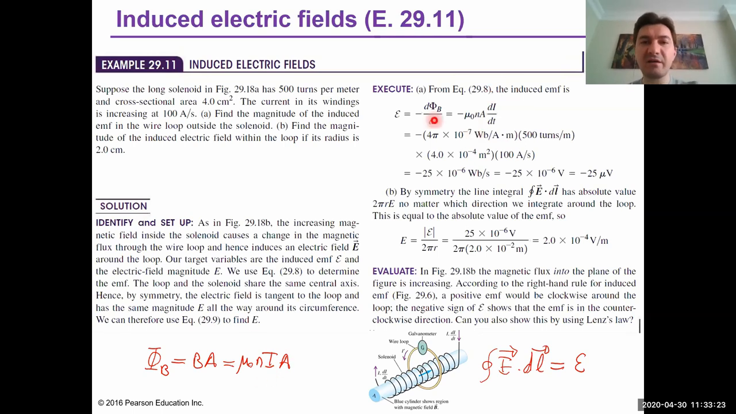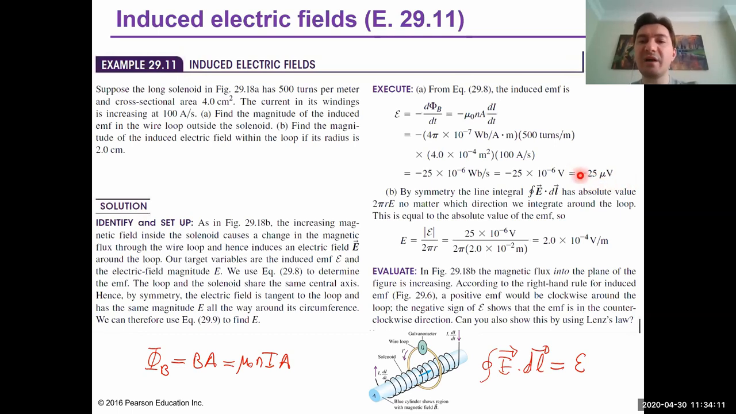Here we have I. If you put it there, then we will have dI over dt. What is dI over dt? The current in the solenoid changes with time. It is increasing at a rate of 100 amp per second. Mu zero is a constant, put it there. The number of turns is given, put it there. The area is given, put it there. And the change in the current is also given, 100 amp per second. Then we can calculate the EMF in that circular loop, which is minus 25 microvolt.